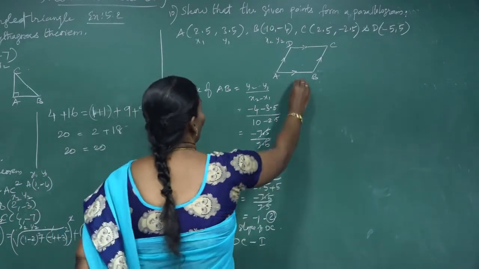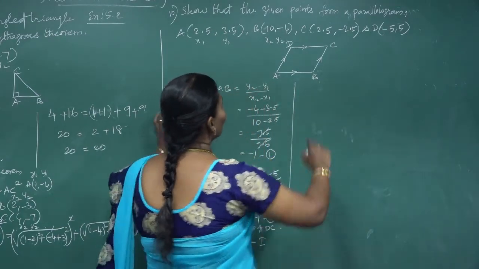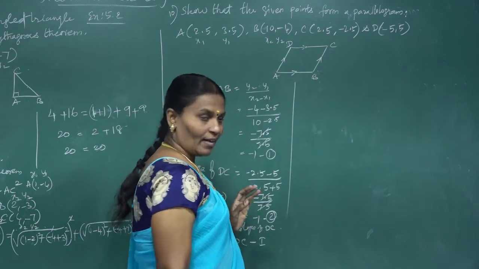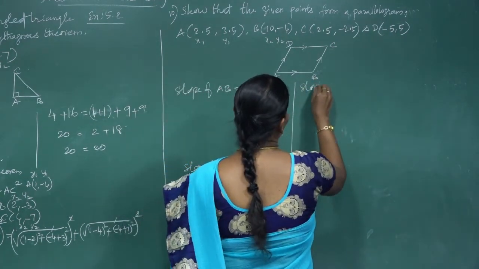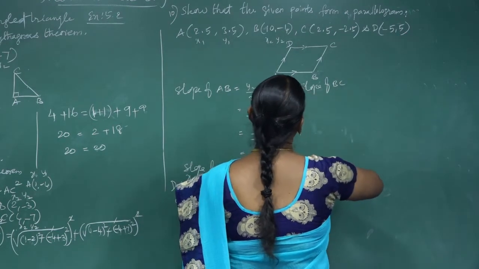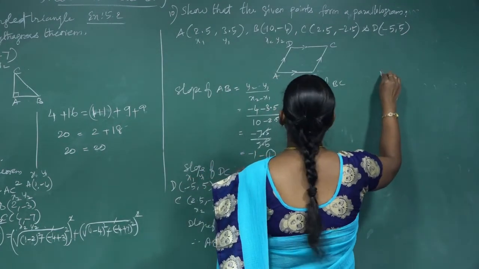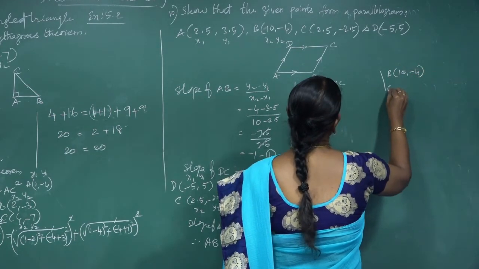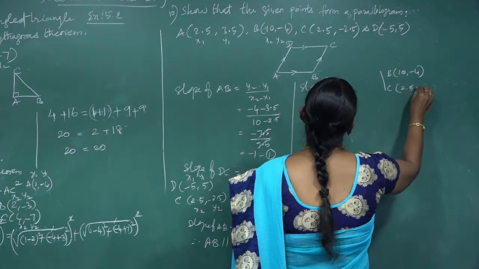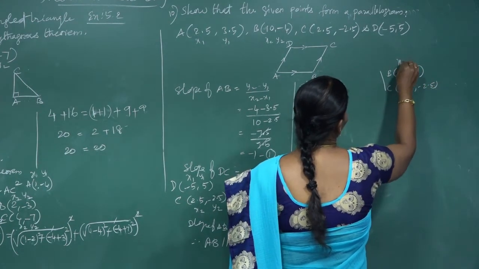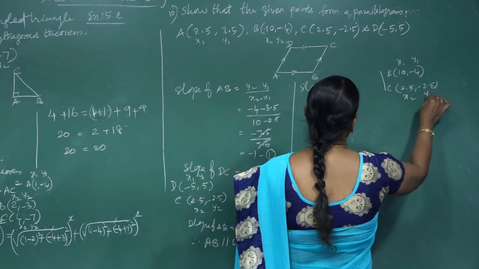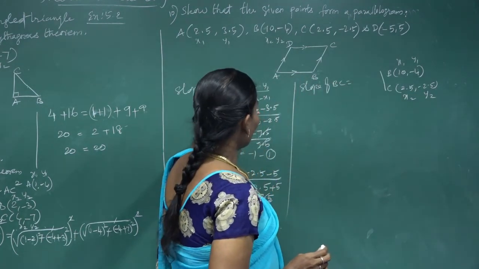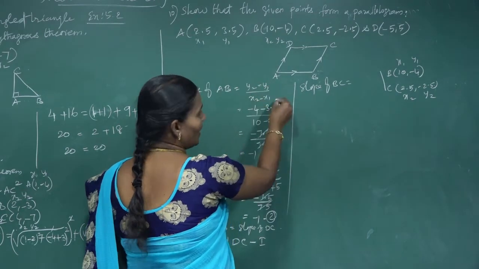Now you are going to prove the slope of BC is equal to the slope of AD. So find out the slope of BC. Now you take up BC points. B is 10 comma minus 4. C point is 2.5 comma minus 2.5. Consider this x1, y1, x2, y2. You know already the formula.